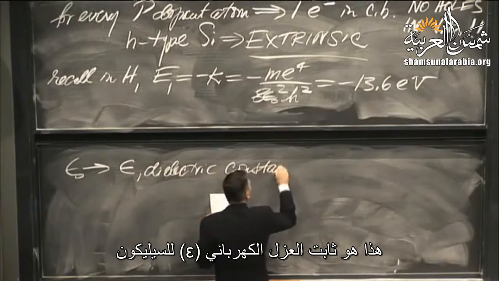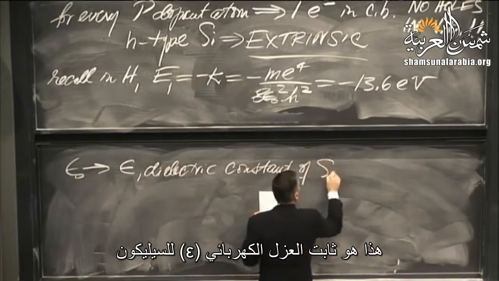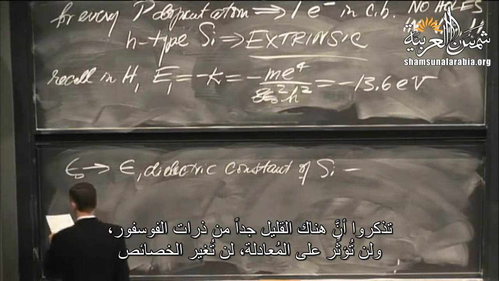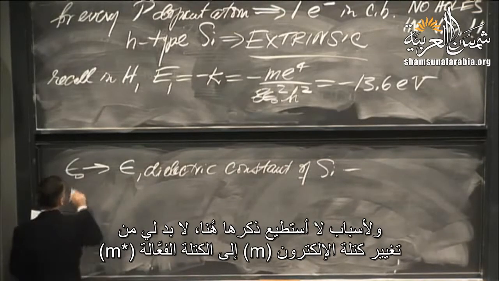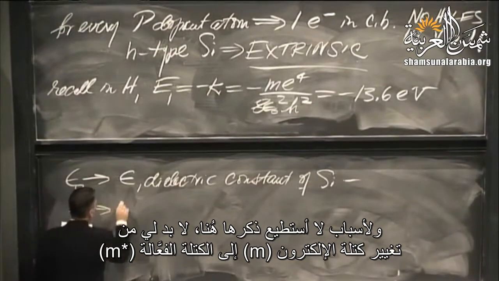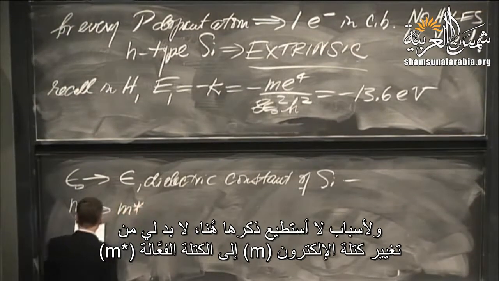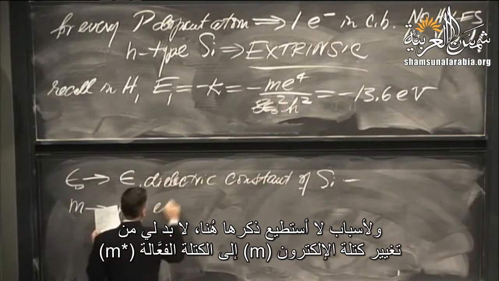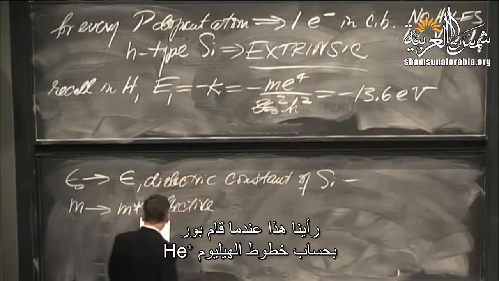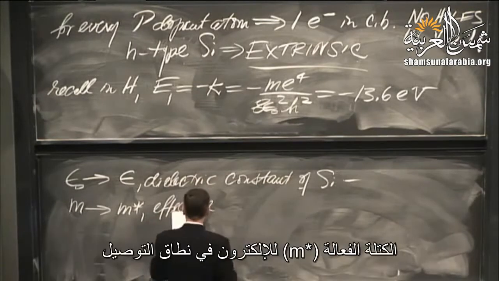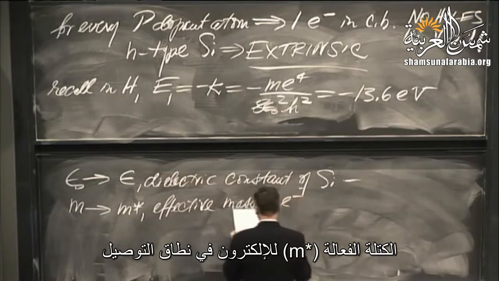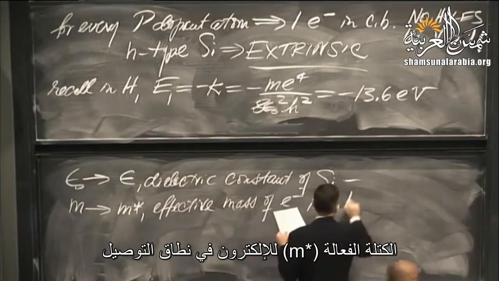The dielectric constant of silicon. Remember, there's so little phosphorus there that it doesn't matter. It doesn't alter the properties. And then, for reasons I can't go into here, I have to change the mass of the electron into the effective mass. We saw this when Bohr did the calculation about the lines of helium plus. Effective mass of electron in the conduction band.